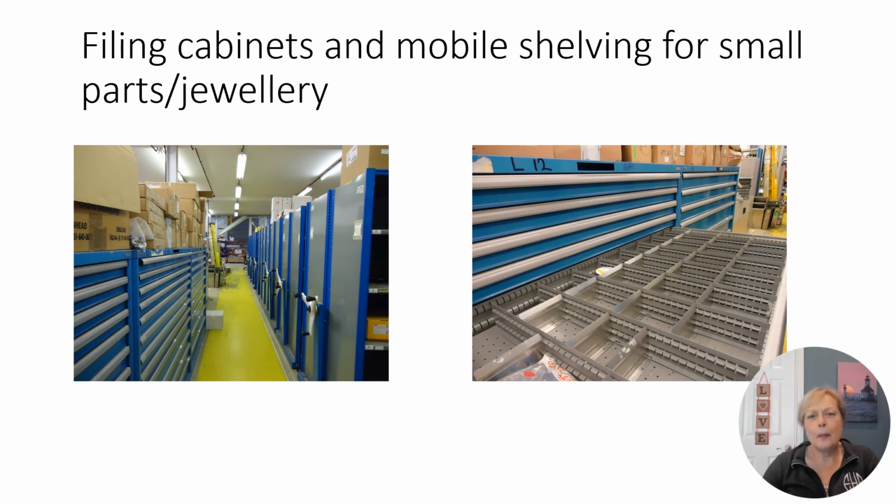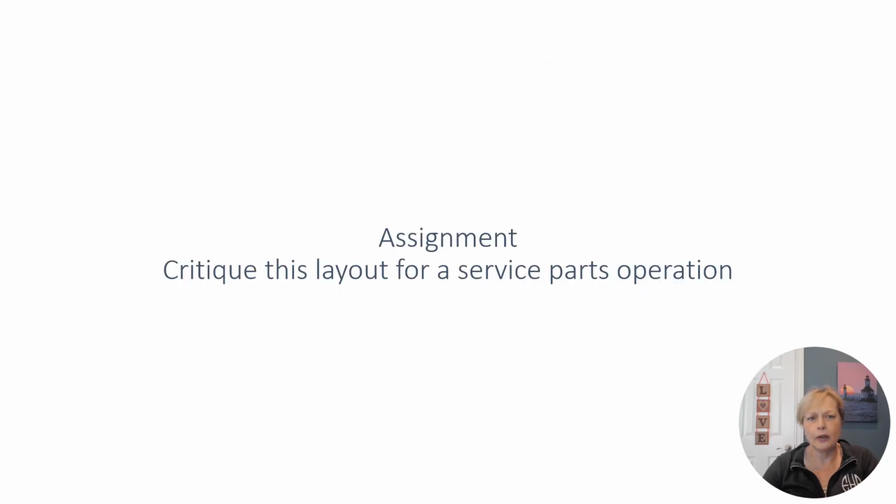Okay, so mobile shelving for small parts or things like jewelry, screws, fasteners, things like that, these can be very, very helpful to keep things organized. And also there are a lot of material handling and conveyor systems that will allow you to store in this manner and pick directly from the right bin because it knows where things are. So these can be really handy for small parts.